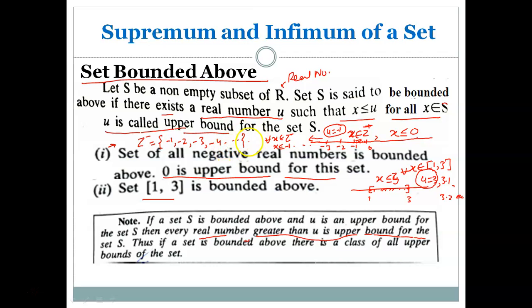So for a given set there can be an infinite number of upper bounds if it is bounded above. Similarly, for the interval case, every number from 3 onward can be an upper bound for this set, so there are infinite upper bounds for this set also.